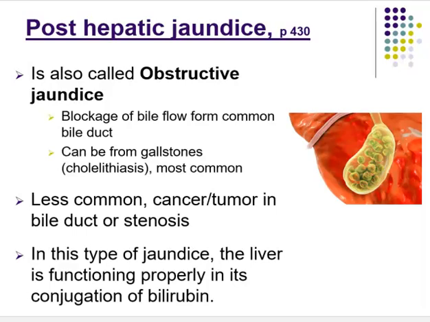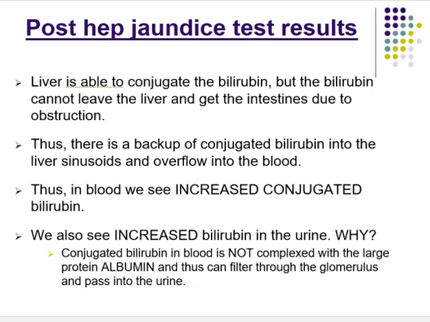In this particular type of jaundice, the liver is functioning properly. So in this particular jaundice, you're going to see the conjugation of bilirubin. So it's made it past the liver at this point, the bilirubin. And this image over here is just showing some gallstones in the gallbladder. In post-hepatic jaundice, the liver is able to conjugate the bilirubin, but the bilirubin cannot leave the liver and get to the intestines due to some type of obstruction or blockage.